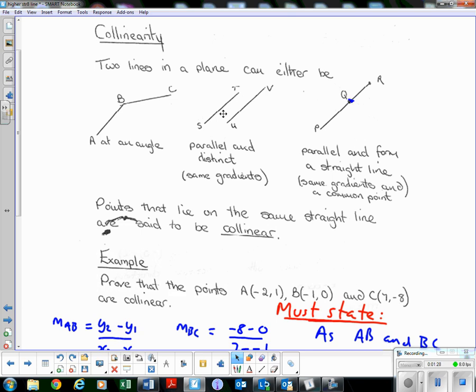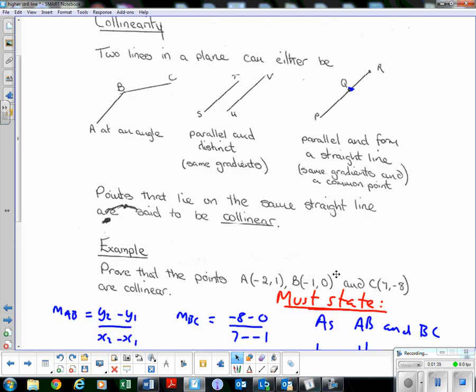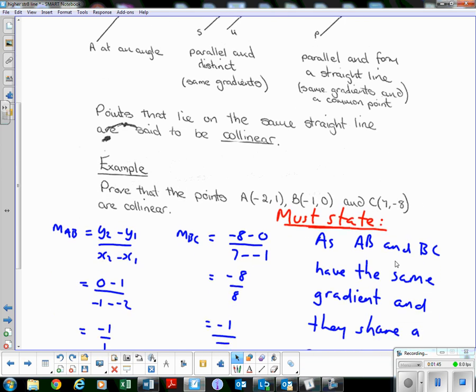So here we have parallel lines, here we have two lines that share a common point, but here we have a combination of both. PQ and QR are parallel, they also share a common point Q. So points that lie on the same straight line are said to be collinear. So three points all lying on a straight line, they are collinear.